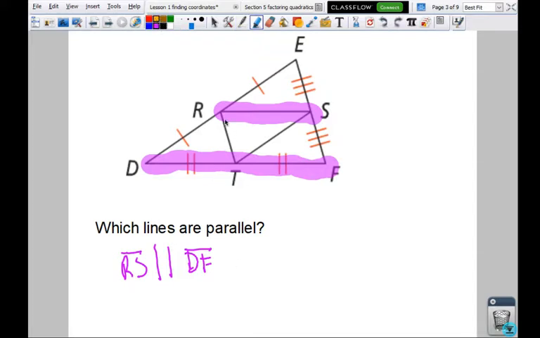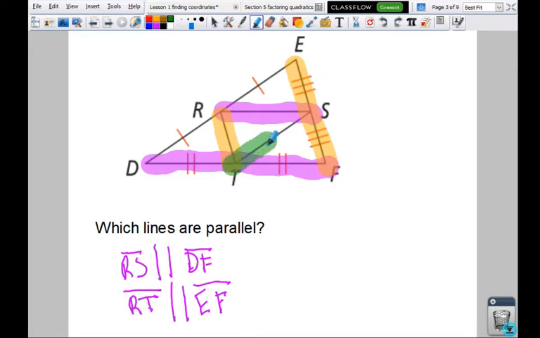Then if we have RT, what's RT parallel to? EF. So RT is parallel to EF. And then just one last set of lines. The last one, if I have TS, only one left, it is parallel to DE.